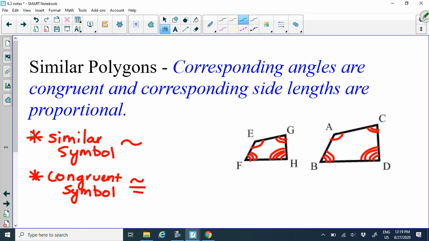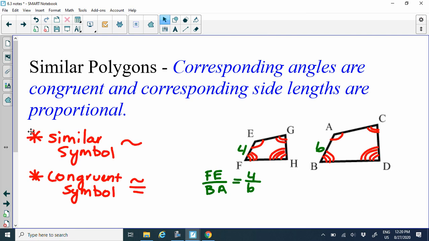Now let's talk about corresponding side lengths being proportional. Let's say they gave you that EF is, let's say 4, and AB is 6, okay? And the idea of being proportional just means that we would have 4 over 6 to indicate that FE and BA are proportional. So you can create a fraction, okay? And of course we can simplify that to become 2/3.